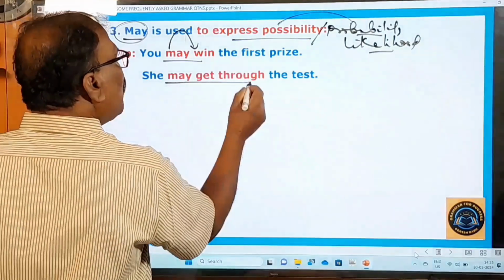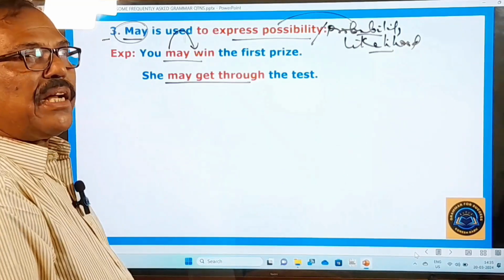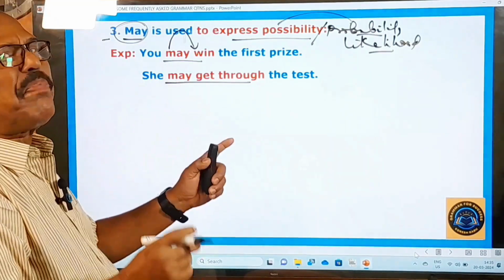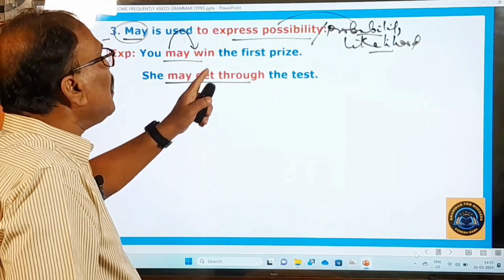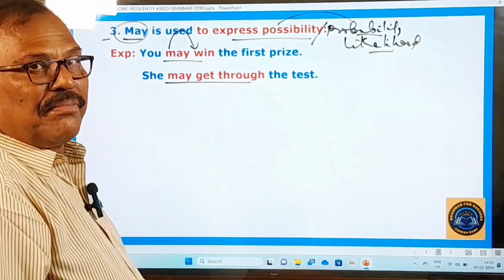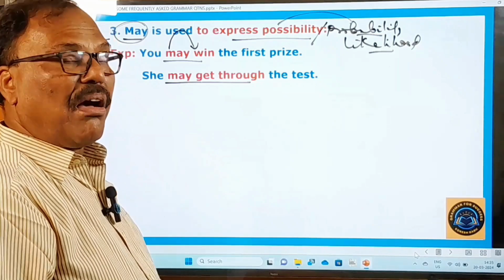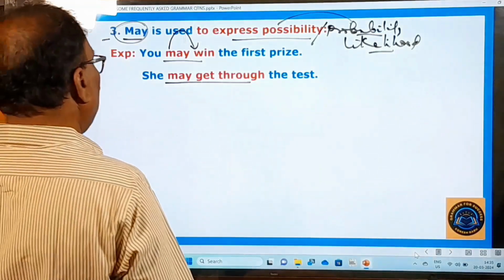She may get through the test. Okay. She may get through the test means there is a possibility of getting through the test. There is a possibility of getting through the test. Okay, she may get that.